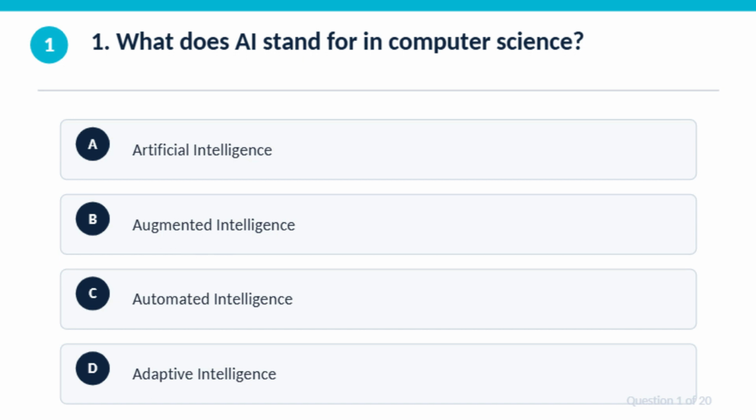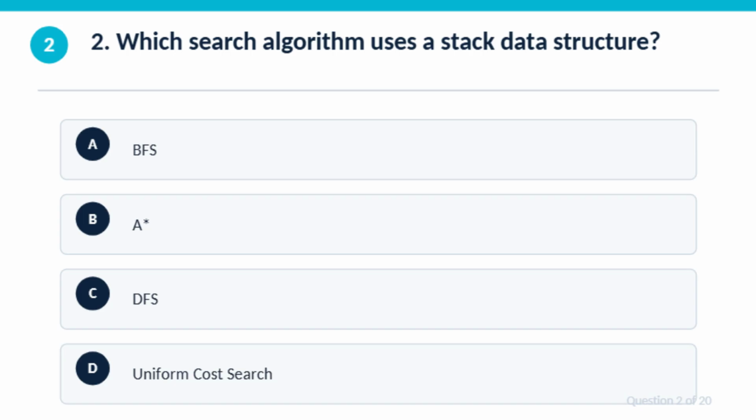What does AI stand for in computer science? A. Artificial intelligence. B. Augmented intelligence. C. Automated intelligence. D. Adaptive intelligence. The correct answer is A. Artificial intelligence.